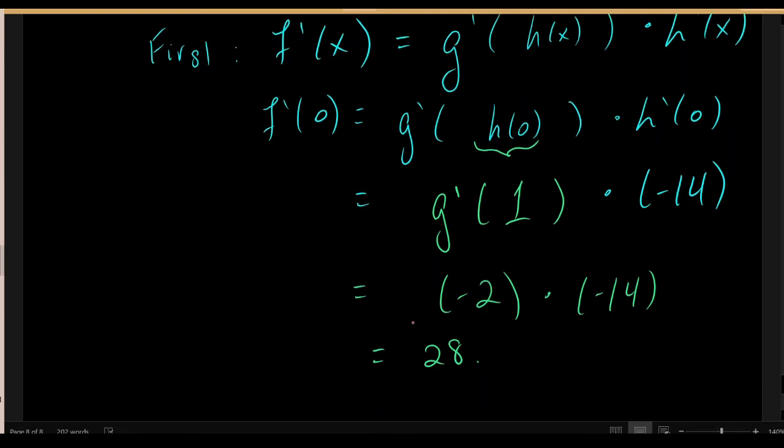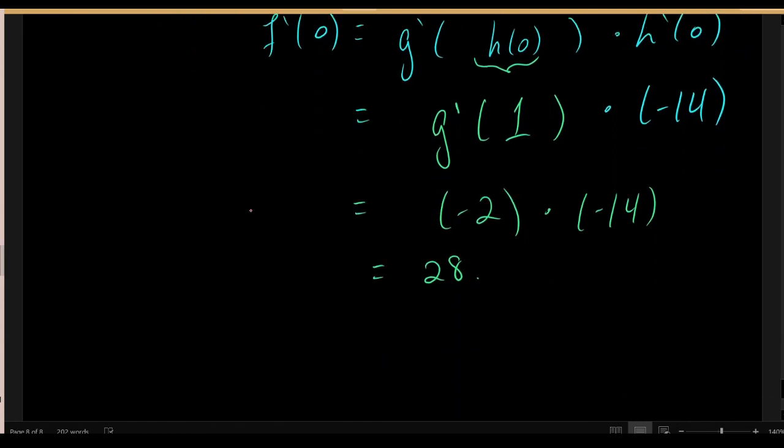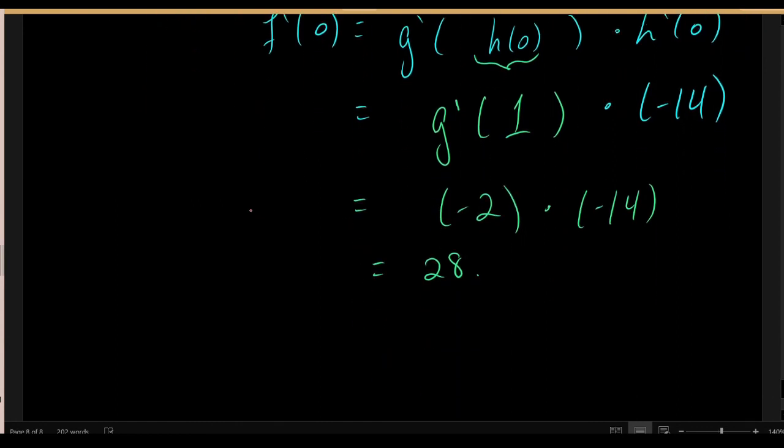Because it's positive, we would also be able to conclude that f of x was increasing at the location where x was 0. That concludes today's material. We introduced our final derivative rule, which is called chain rule. It's a rule for calculating the derivative of a composition of two functions.